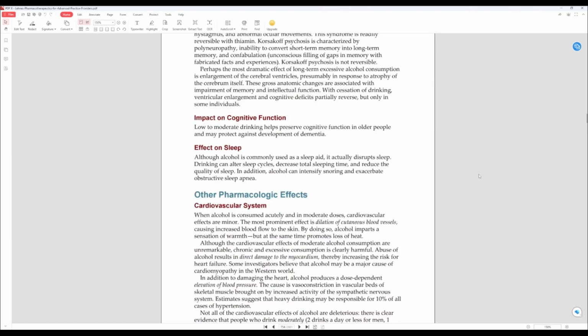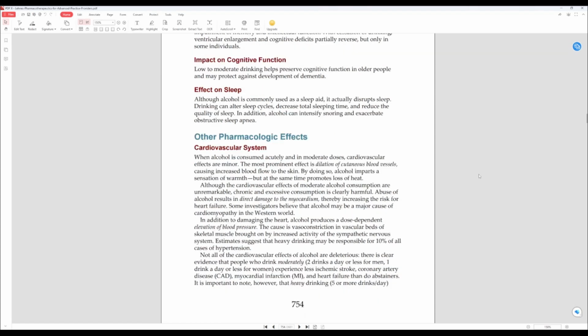So, impact on cognitive function. Low to moderate drinking helps preserve cognitive function in older people and may protect against developing dementia. Its effect on sleep. Although alcohol is commonly used as a sleep aid, it actually disrupts sleep. Drinking can alter sleep cycles, decrease total sleeping time, and reduce the quality of sleep. In addition, alcohol can intensify snoring and exacerbate obstructive sleep apnea.